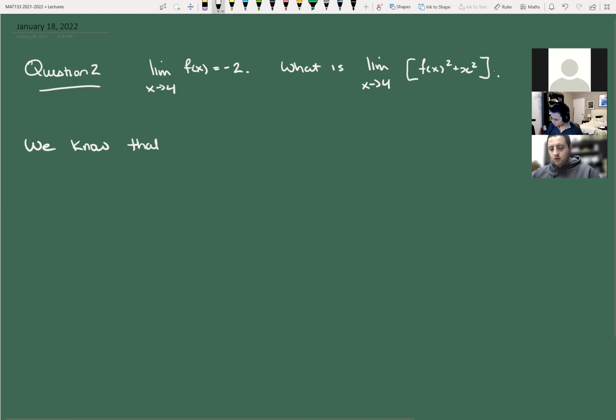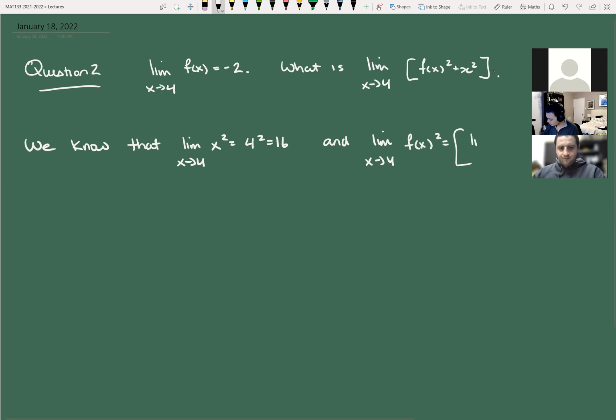We can just do this one, right? The limit as x approaches 4 of x squared, we can just plug that in. That's going to be 4 squared, which is equal to 16. And then the limit as x approaches 4. Okay, so this part, you don't have to do this, but I really just want to spell it out.